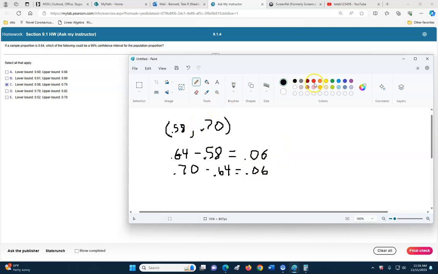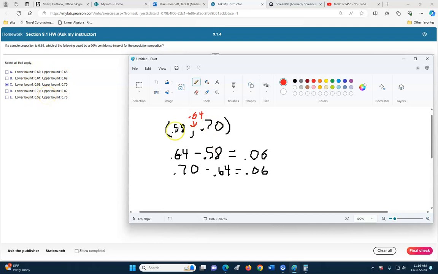So what does that tell you? Well, it tells you that 0.64 is halfway between these two scores here. So we subtract it minus the lower, and then the upper minus the 0.64, the midpoint. We can see it's the same result. So it's halfway between these two numbers. I could work it for you, but I think there's one other here that's true for. So it works for C, but it also works for a second one here.